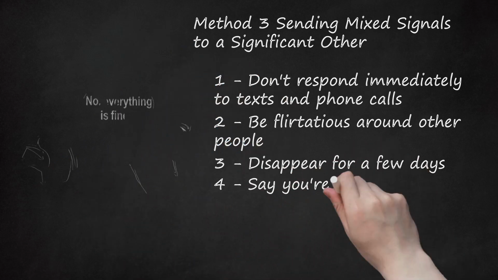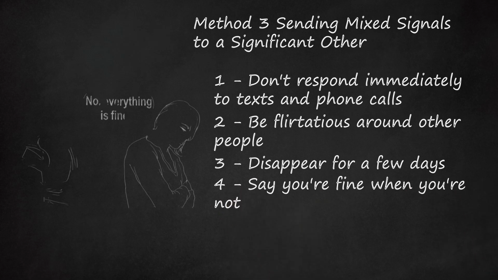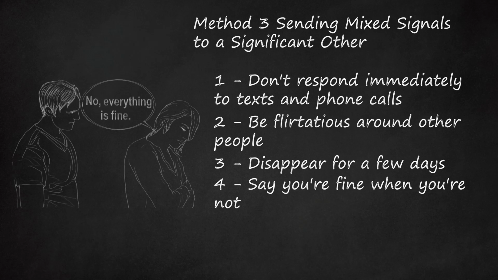4. Say you're fine when you're not. If your significant other somehow lets you down, or disappoints you, tell her that everything is fine and you understand, but then act upset. This will surely play games with their mind. If your significant other cancels plans with you, say, "Don't worry about it, I totally understand. We can reschedule for another time."